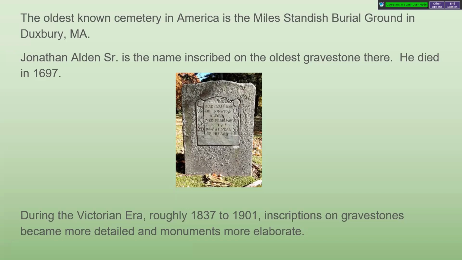During the Victorian era, about, we're going to say 1837 to 1901, my sources weren't real exact on that, inscriptions on gravestones became more detailed, and then the monuments became more elaborate. And you can see here that it says how old he was, and that Jonathan's grave itself was found in the early 1800s, and this was the first inscription on a gravestone was noted.